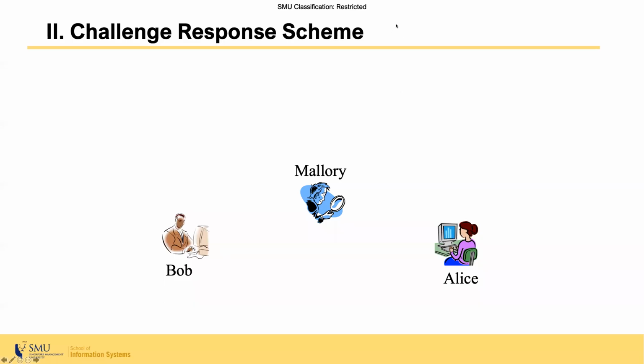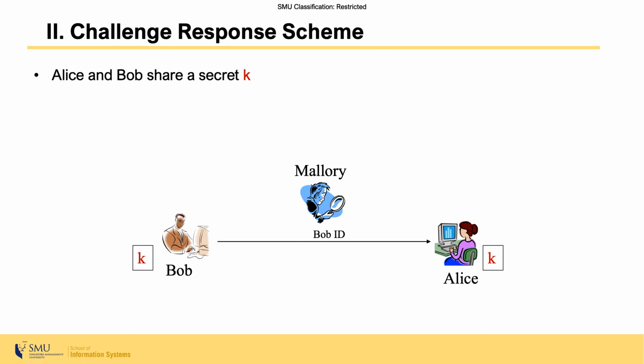We now discuss the second type of strong authentication method, which is challenge response scheme. In this scheme, Bob the client and Alice the server have to have a shared secret key beforehand. That is a prerequisite of challenge response scheme. Now, when Bob wants to log into the server Alice, he needs to send an ID and the authentication request to Alice.